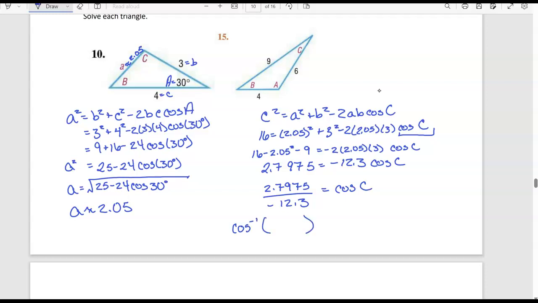So 2.7975 divided by negative 12.3 is not a very nice number. I'm going to use quite a few decimal places so I can get a better estimate for C. And then we can use Desmos to come up with this.